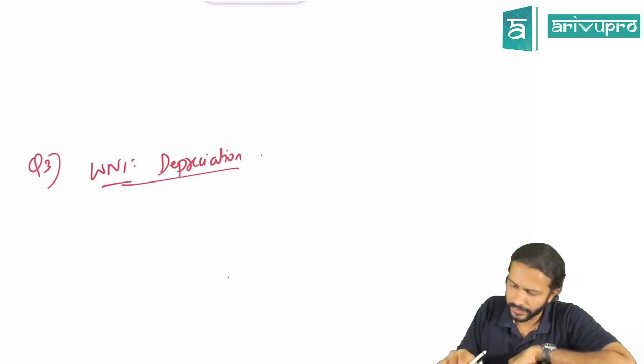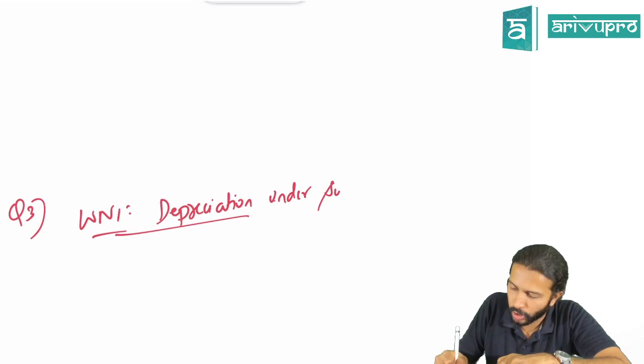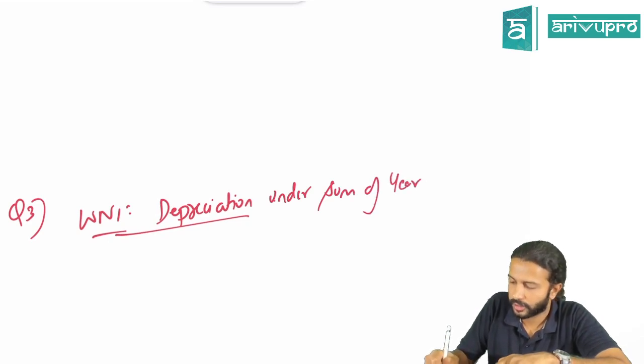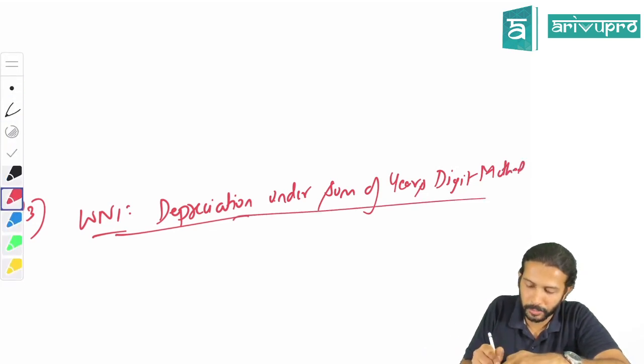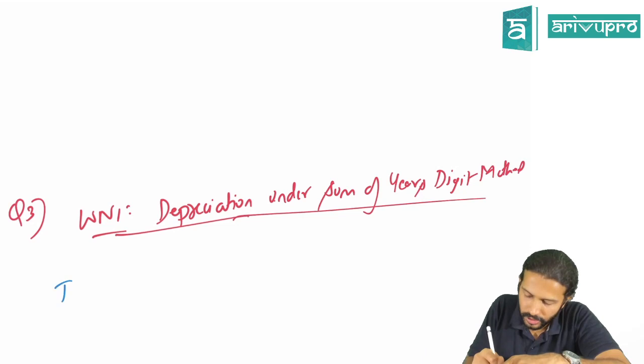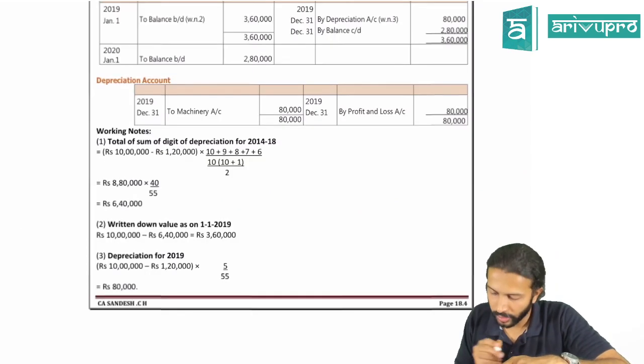So how to calculate depreciation under the sum of years digit method? All of you just watch out here. Sum of years digit method. First, depreciation is given by the formula, or you can just write first the total life. Check out here.